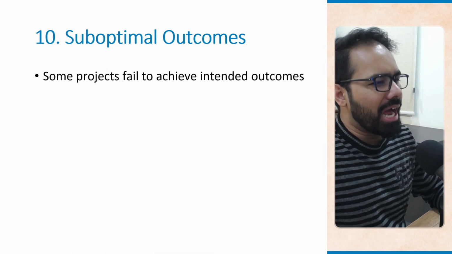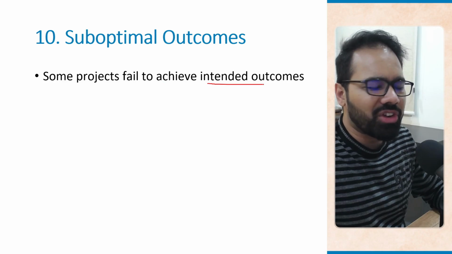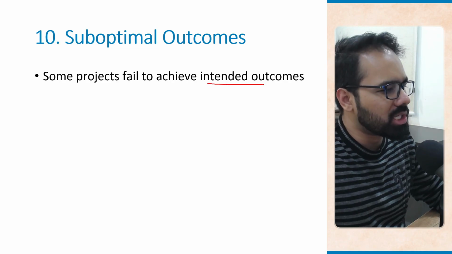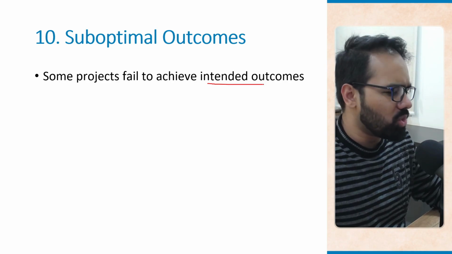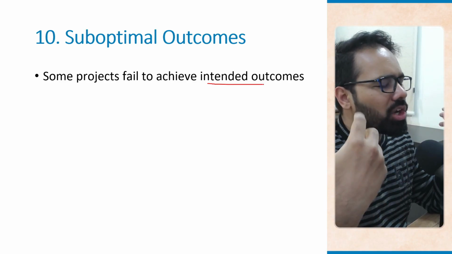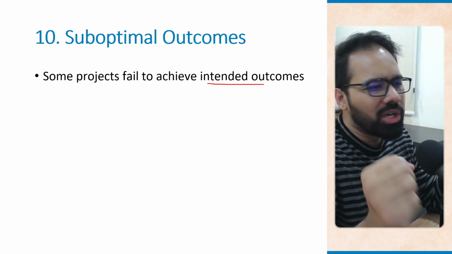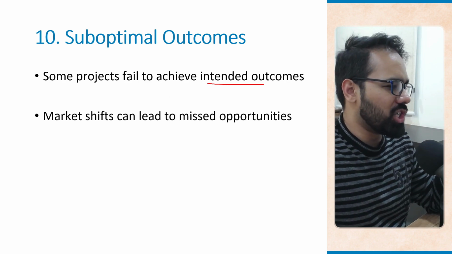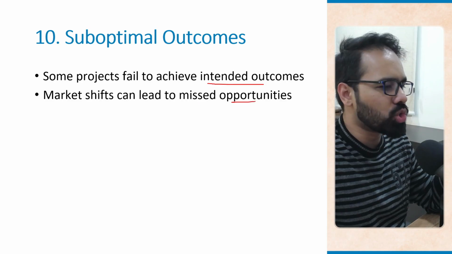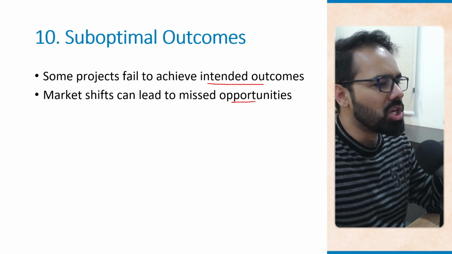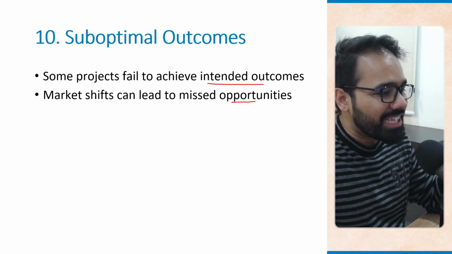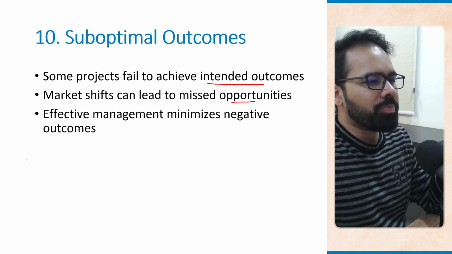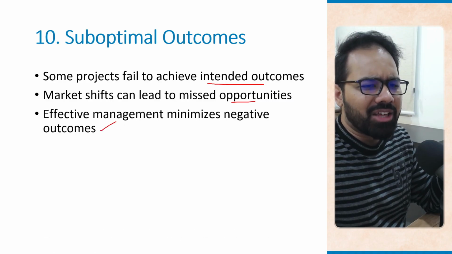Okay, suboptimal outcomes. Now, some projects fail to achieve intended outcomes. Even if your website launches, if the customers do not use it, the outcome is actually not achieved. You made a great website, but it is not intuitive enough for the customers to use it. So they are not going to use it. That means the intended outcomes were not achieved. Market shifts can lead to missed opportunities also. So if your competitor launches a better platform and they do it before you, your project's impact is going to be reduced. Effective management minimizes negative outcomes.